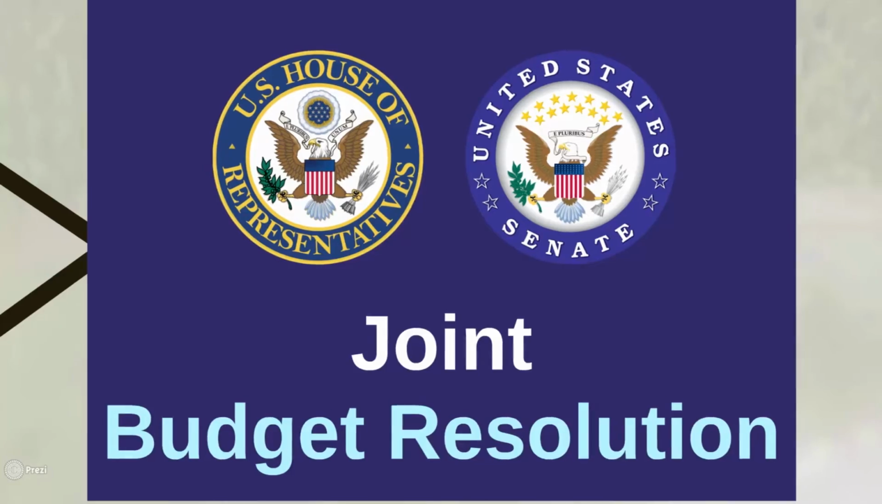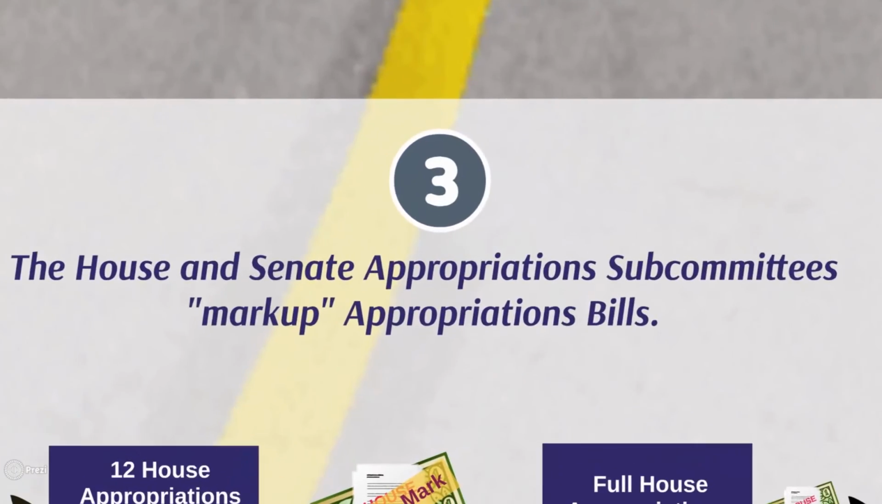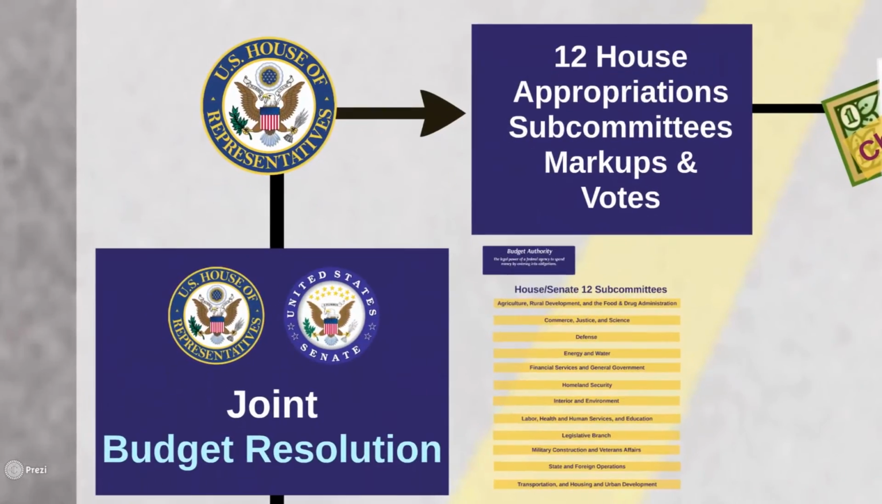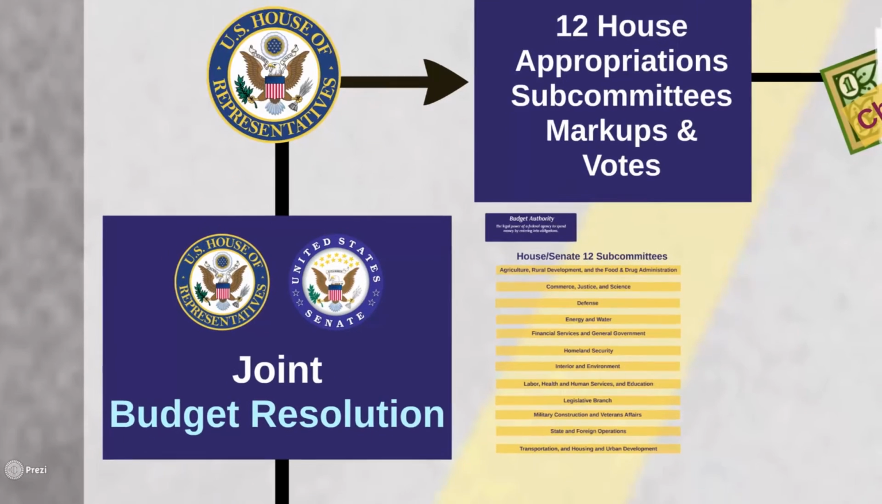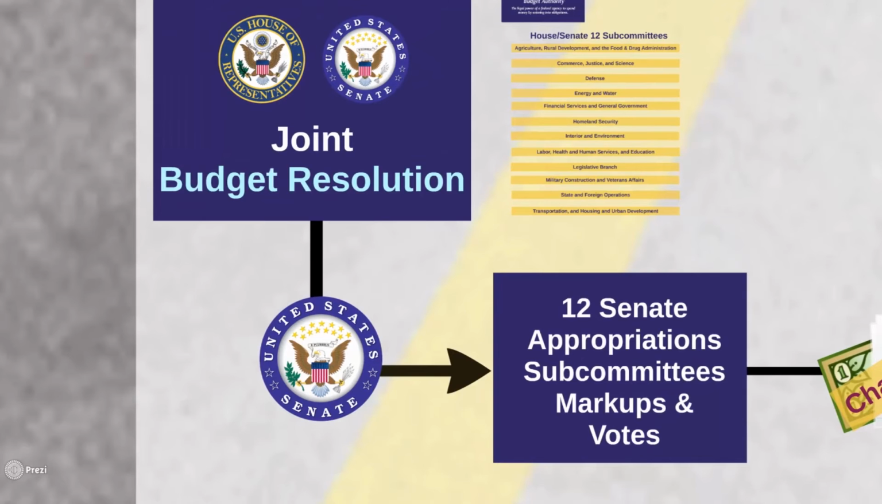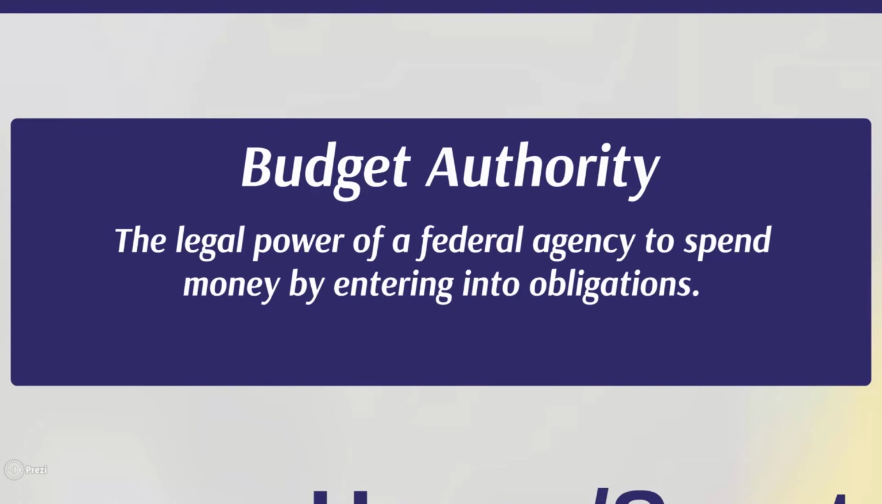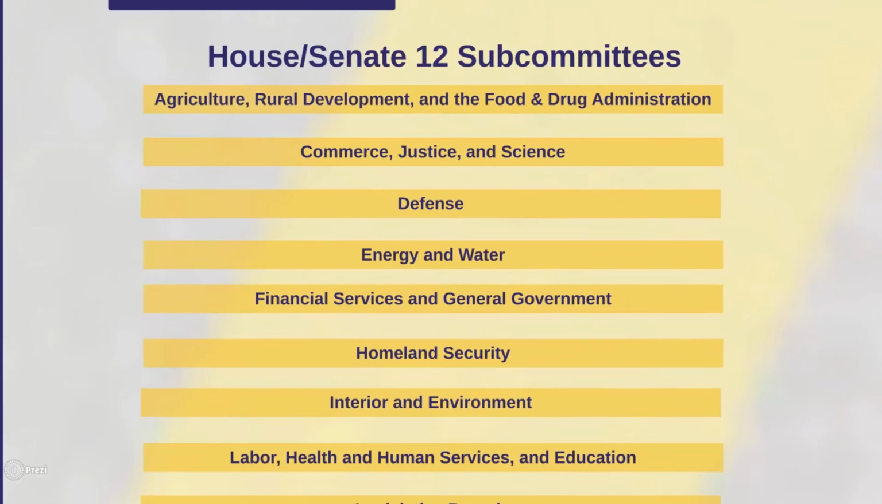Step 3, once Congress has voted on their budget for the year, the Appropriations Committee in the House and Senate then set the level of budget authority for all discretionary spending programs. Budget authority refers to the legal power of a federal agency to spend money by entering into obligations. The Appropriations Committee's top-line spending level is then broken down into the 12 Appropriation Subcommittees.